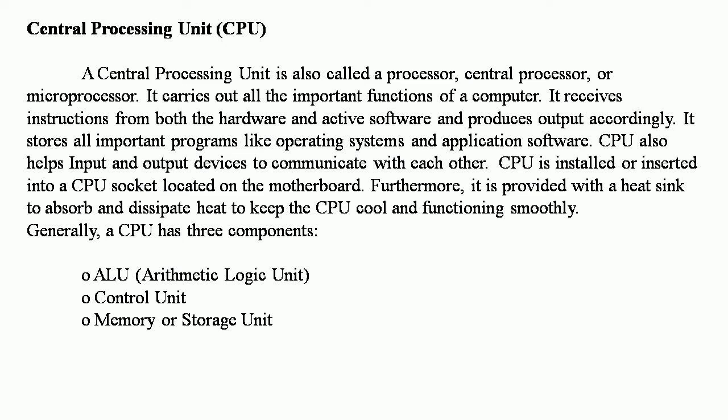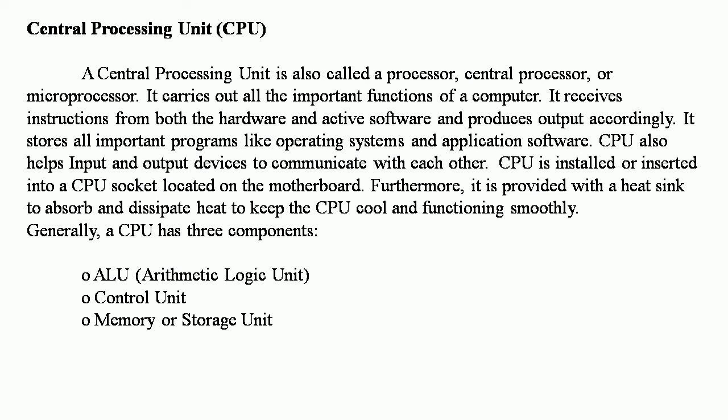Next, the Central Processing Unit (CPU). A central processing unit is also called a processor, central processor, or microprocessor. It carries out all the important functions of a computer. It receives instructions from both the hardware and the active software and produces output accordingly. It stores all important programs like operating systems and application software. The CPU also helps input and output devices to communicate with each other.